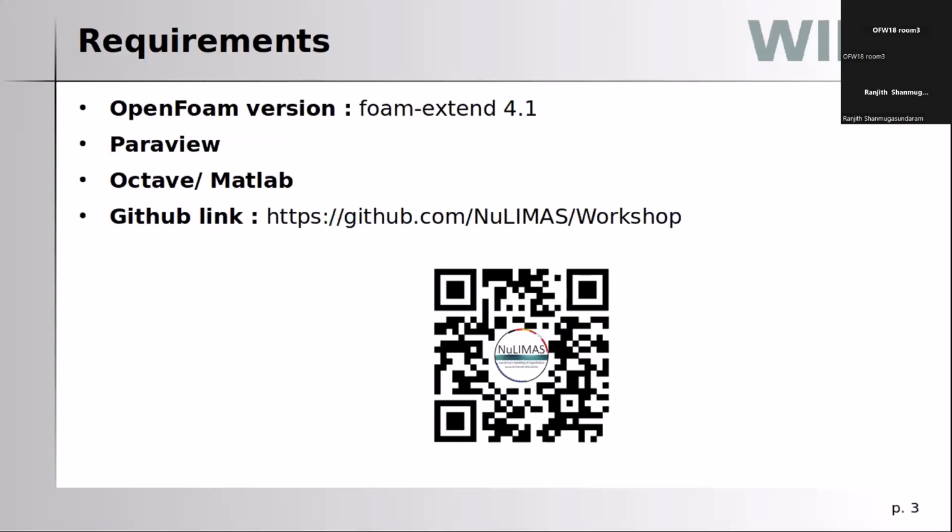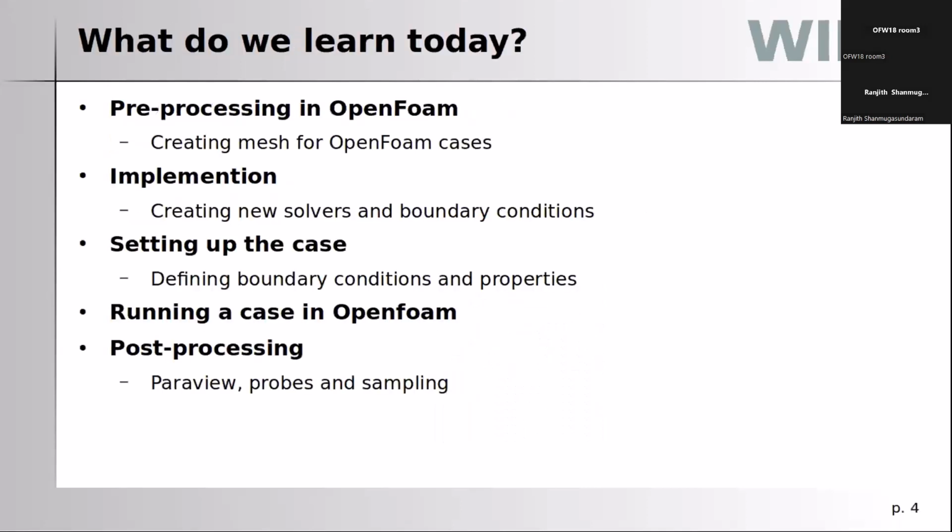To follow along with the training session, I'm using OpenFOAM, specifically FOAM Extend 4.1, and you would also need ParaView in order to view some of the results. I'm also using some post-processing steps with MATLAB or Octave code. In order to get the code, you can check this GitHub link, or get it from this QR code. You just have to check the website under downloads, where you have the workshop repository, and you will find the entire code that I'm going to show during this training session.